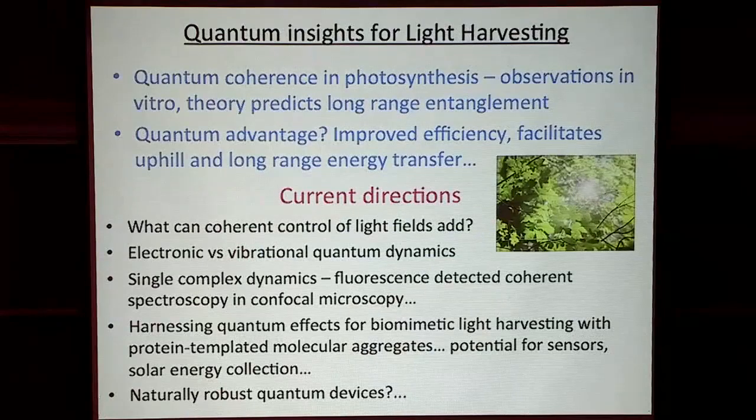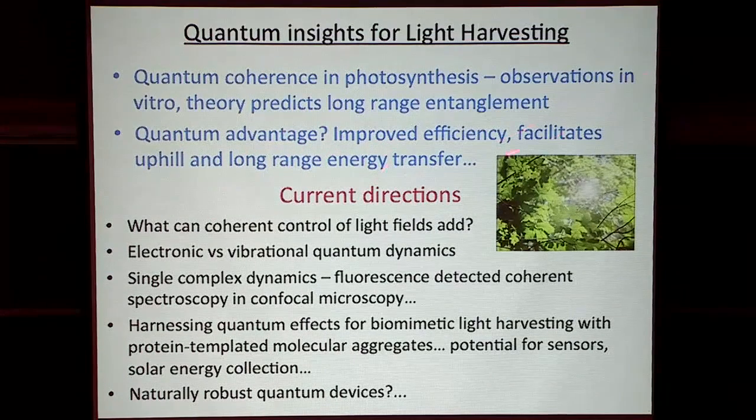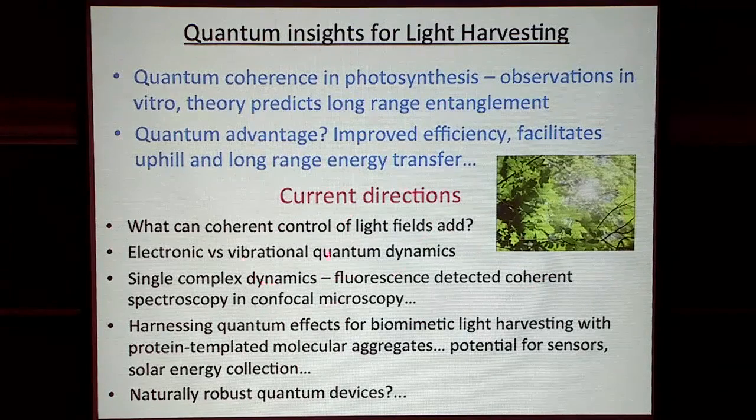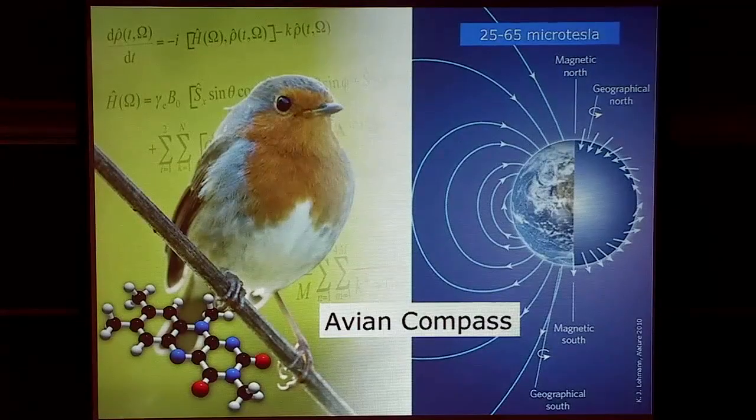So that's light harvesting. What I've shown you is that we have quantum coherence observations in vitro, not on a live plant yet. Theory predicts entanglement. We have some ideas about what advantage this gives us, improved efficiency and long-range energy transfer. And there's a lot of work going on with adding coherent control and making biomimetic systems. In the last 10 minutes, let me say something about the birds.